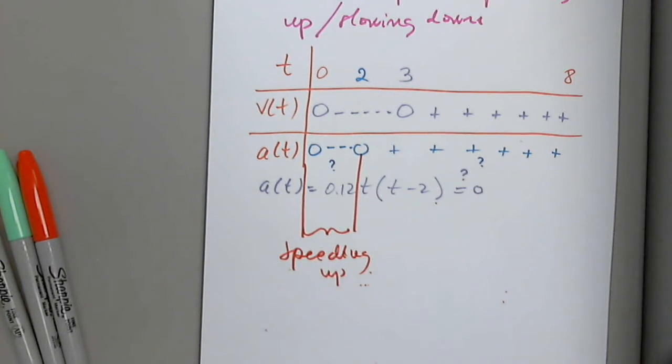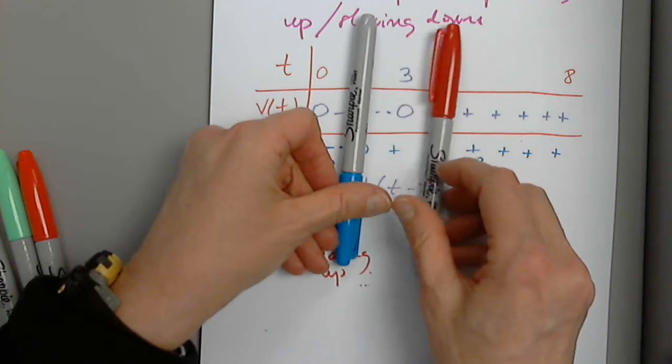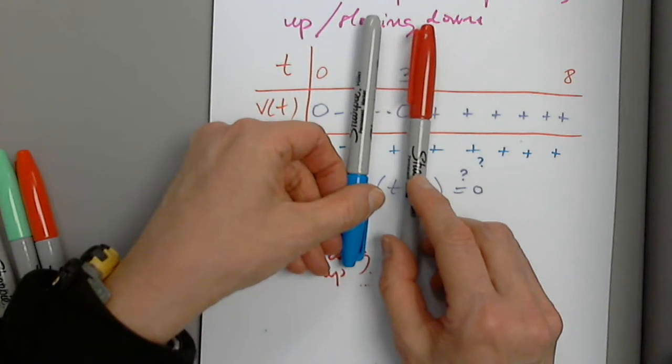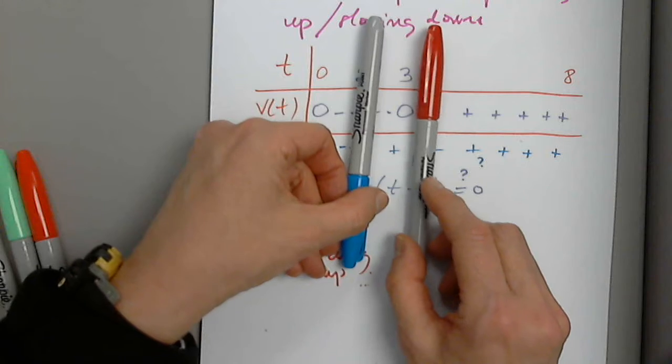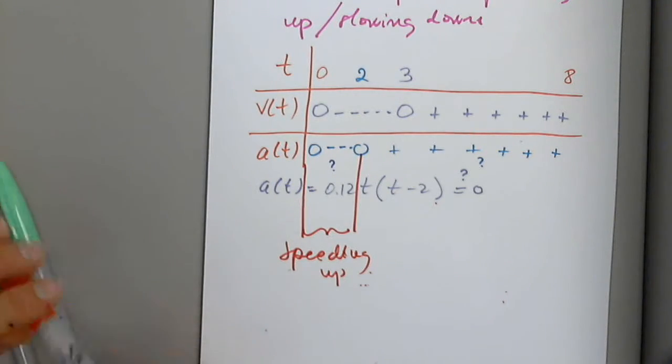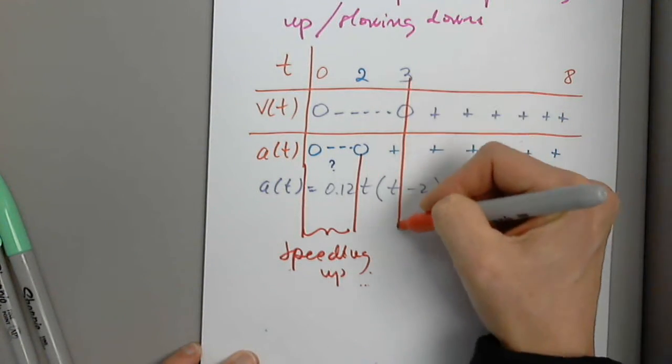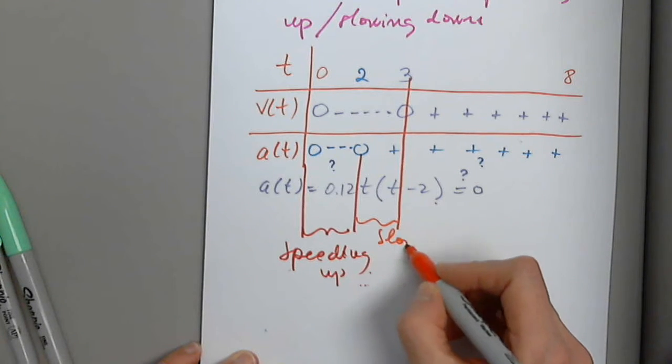Excellent. Now I see between 2 and 3, the velocity goes to the left, but the acceleration goes to the right. In other words, it's positive. What do you think happens between 2 and 3? Slowing down.